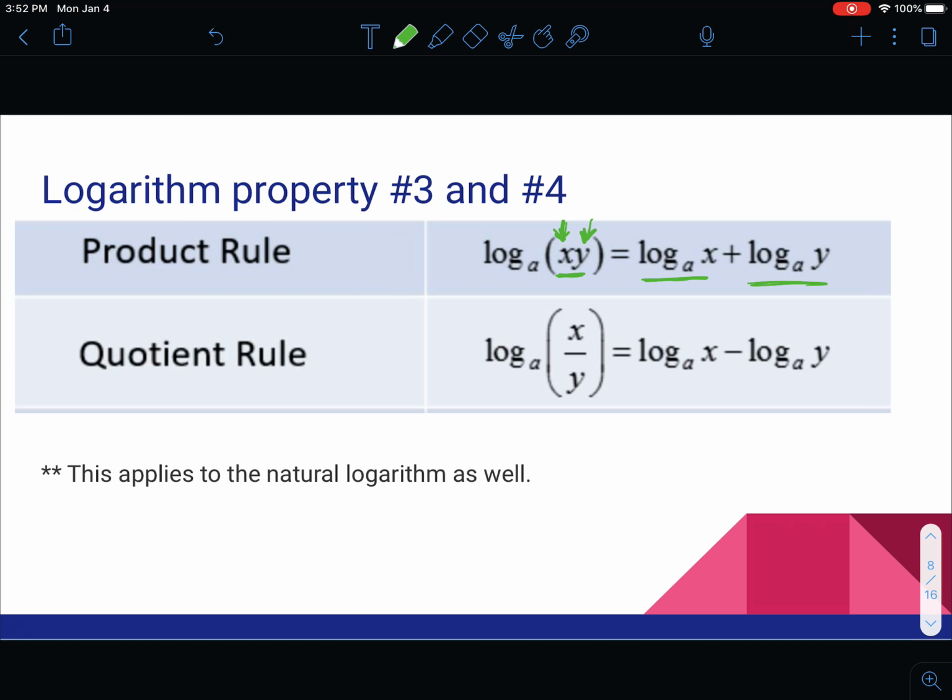The quotient rule tells us if we have the log base a of a quotient, I can take the log of the same base, base a, of the numerator and subtract the log of the same base of the denominator. We can also do this for the natural logarithm as well. So we can use these same rules with a log of any base: base e, base 10, base 5, whatever you like. These are going to be really helpful when we are solving some of these more complicated equations.